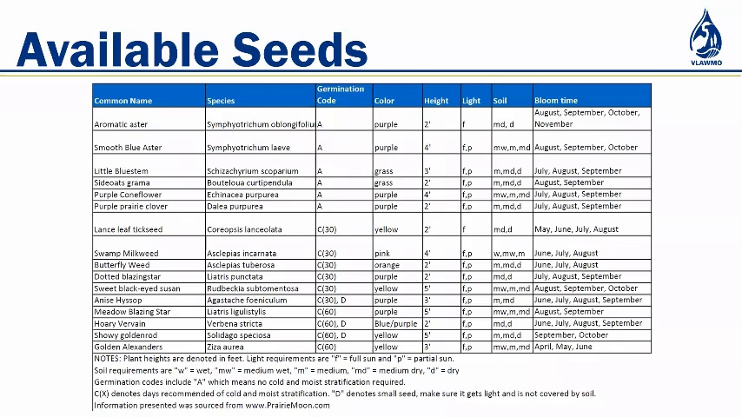If you guys decide right now that I've completely overwhelmed you and you don't want to do this right now, and then you change your mind in late April or early May, you can plant aromatic aster, smooth blue aster, little bluestem, side oats grama, purple coneflower, purple prairie clover. You can plant those in the spring and they're going to germinate because they didn't need any type of cold moist stratification.